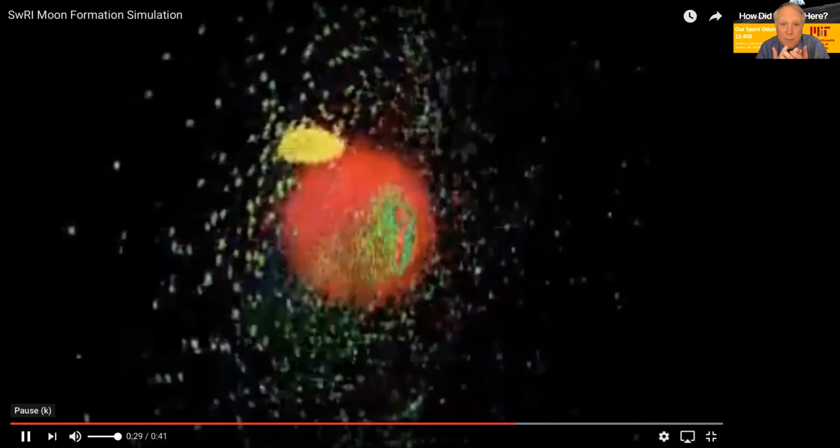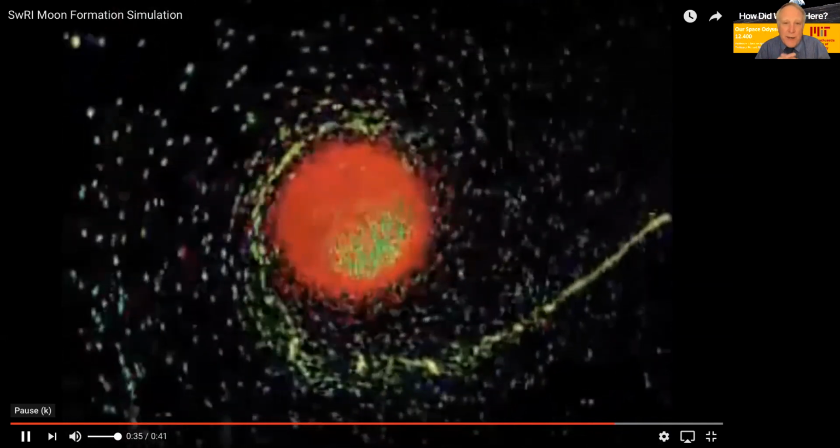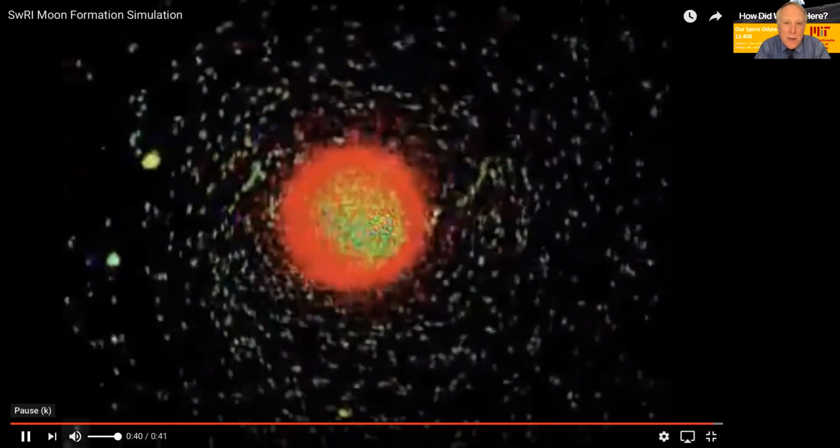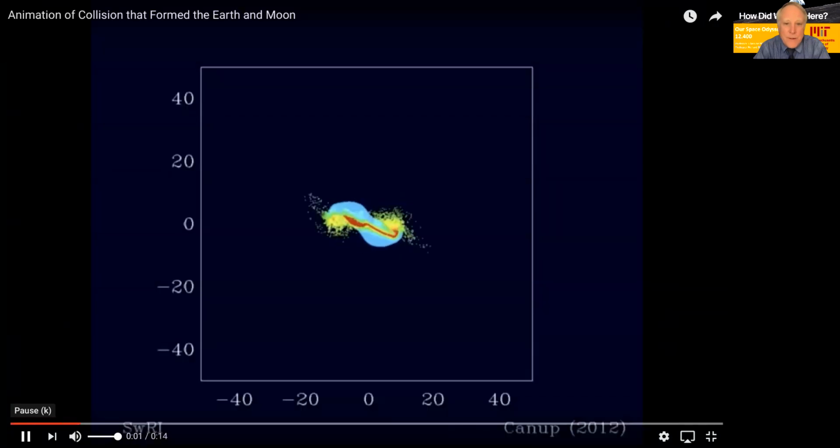But it's quite an amazing mixing scenario after that impact, where, as you'll see as it runs, there's a mix of material that's left over that manages to find itself in orbit around the Earth that eventually can coalesce into the moon. But you see that the process of the impact and all of the debris ends up being quite a mixture between the Earth and the moon. So I'm going to just stay silent here and let it run again. It's a different version.